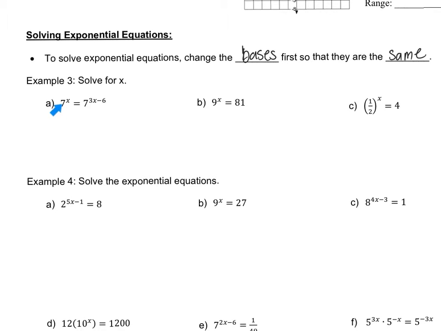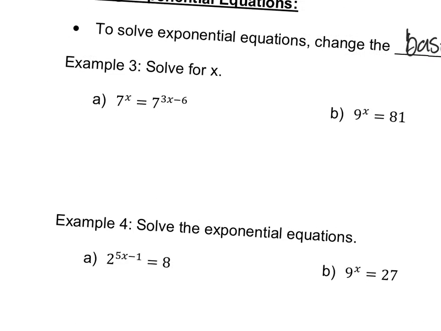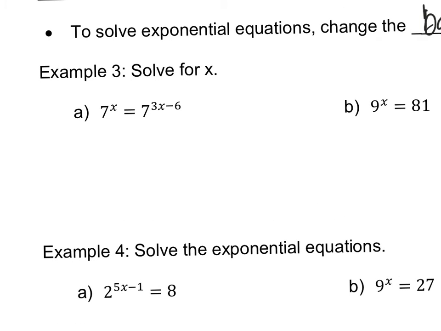Now, for this problem here, it becomes really clear. If we're solving for x, we can see that both sides have a base of 7. So if they both have the same base, kudos for you, you can cancel that base out. So I can cancel out these 7s because both sides have a 7. So x comes down, and then 3x minus 6 comes down. So basically, the exponents get to come down.